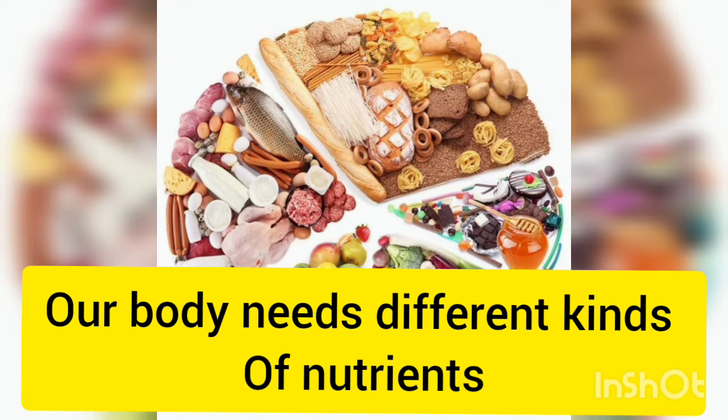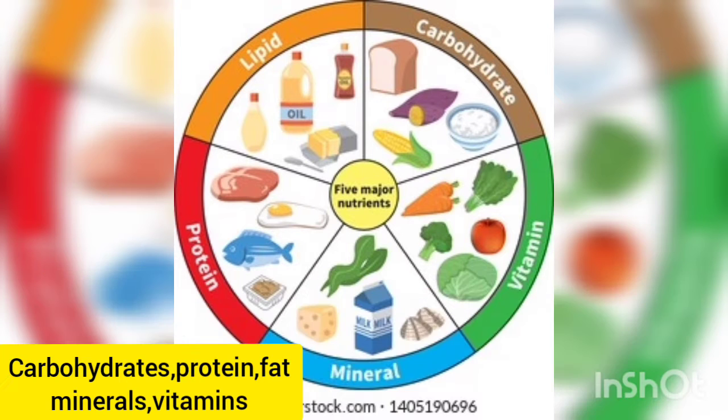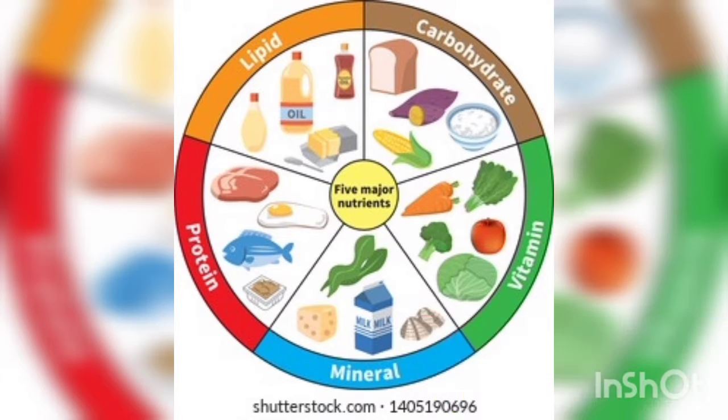Students, our body needs different kinds of nutrients. Nutrients means substances that give energy and growth, like carbohydrates, proteins, fats, vitamins and minerals, for the functioning of our body. So we get all these nutrients from the food we eat. If you do not take all these nutrients in the right proportion, it results in some diseases.